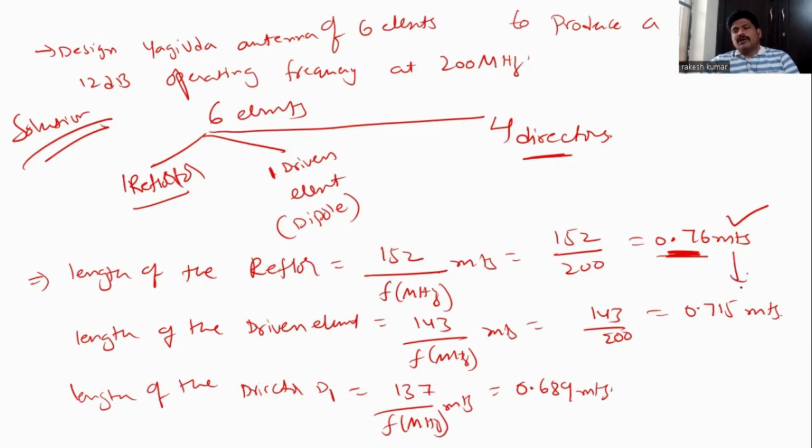If we observe here, the reflector is always longer than the driven element, and the driven element is longer than director D1. Here, how many directors will be there? We have 4 directors: D1, D2, D3, D4. D1 is longer than D2, D2 is a little longer than D3, and D3 is longer than D4. Okay, now we have completed up to director D1.